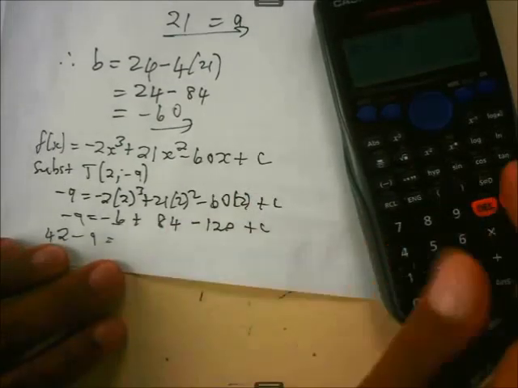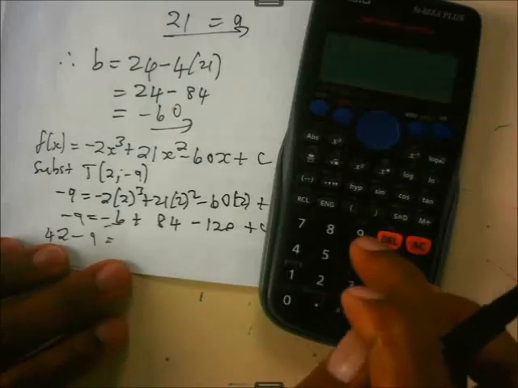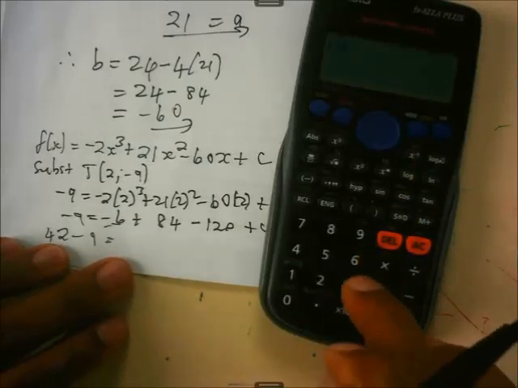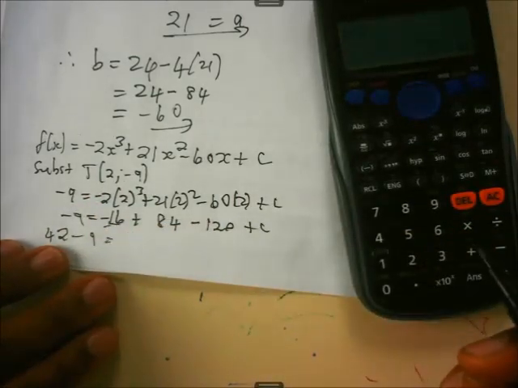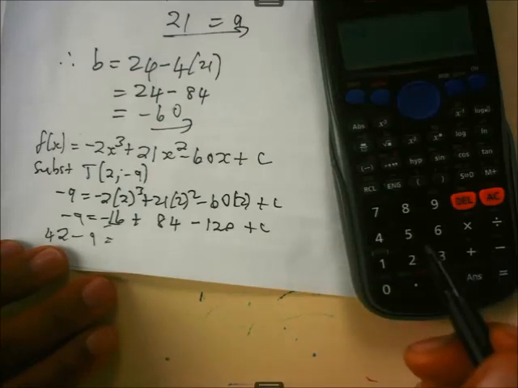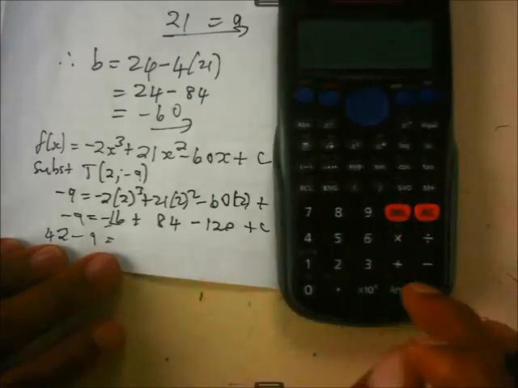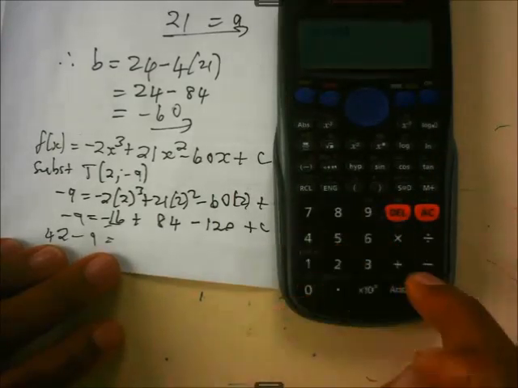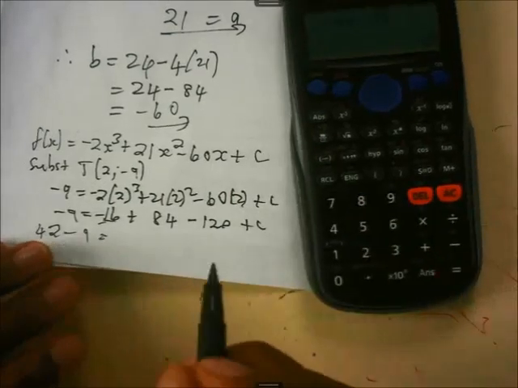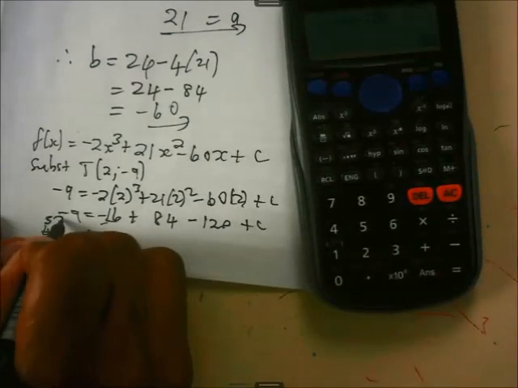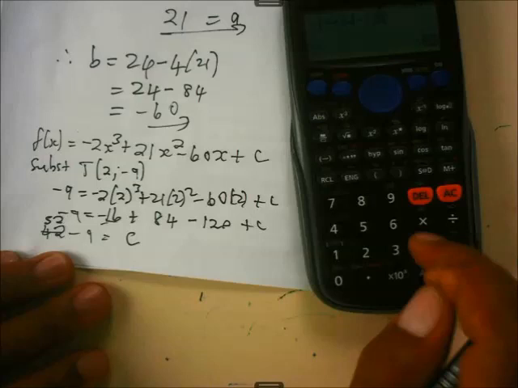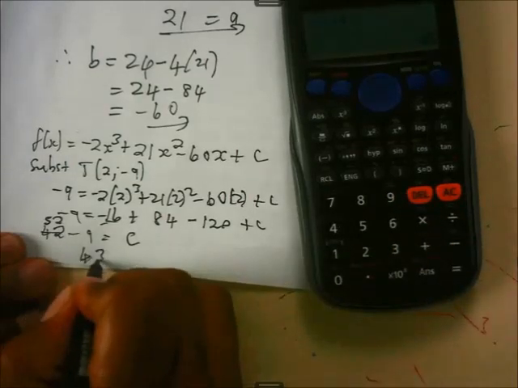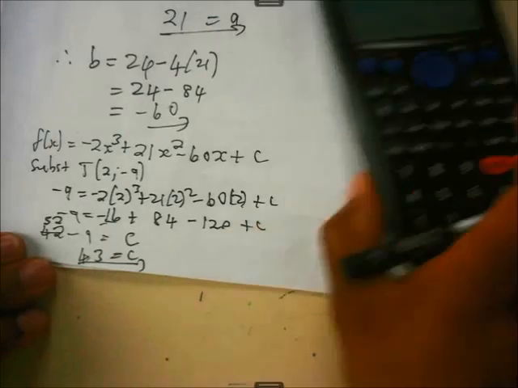No, not 6. Let me see. Sorry for this one here. That should be 16, because that is 8 times 2. Yeah, that should be negative 16, because 2 to the power of 3 is 8. 8 multiplied by minus 2 will be minus 16. Right. Now, let me see. Minus 16 plus 84 minus 120, then the answer there is minus 52, not 42. Then we have 52 minus 9 is equal to c. Then 52 minus 9, of course, the answer there is 43. Therefore, the value of c, you can see, is 43.